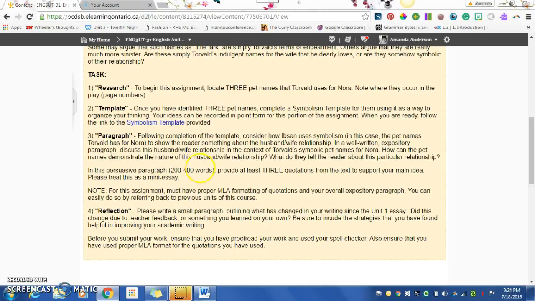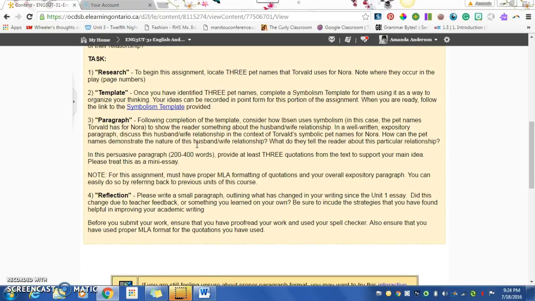I said the word count would be around 200 to 400 words. I don't think you could do it well in less than 200. I think that 400 is probably more reasonable, and that's about 2 pages double-spaced. So if you need to break that up into multiple paragraphs, go for it. I'm looking for 3 quotations from the text to support your main idea. I'm looking for essay format, so tell me your point, give me the explanation in MLA, and then give me the analysis that goes along with it.